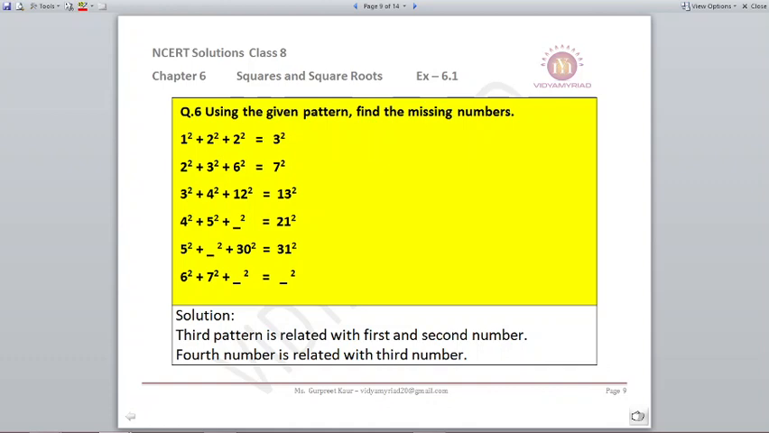6 square, I want 7 square, that is 6 plus 1, 7 square. Then we have 12 square, so it will be 12 plus 1, 13 square. So what will come in the next blank? It is given to us as 21. How did we get 21?